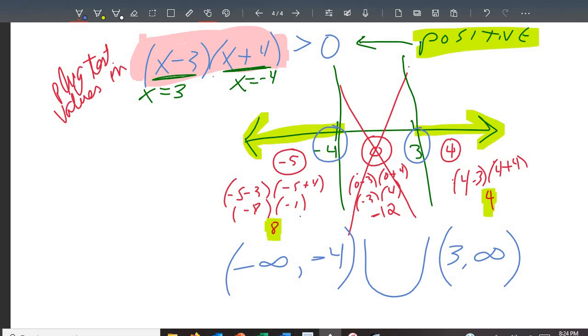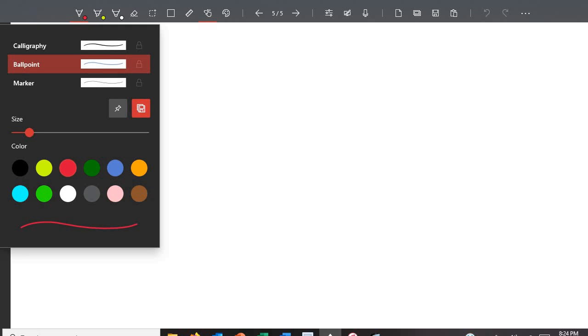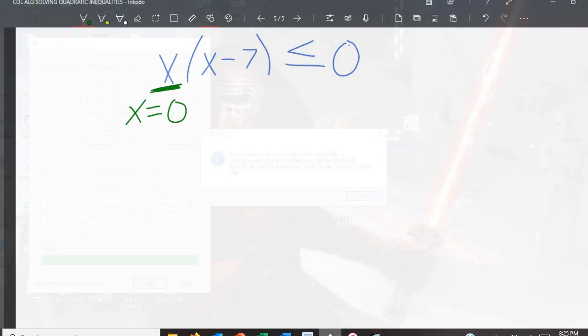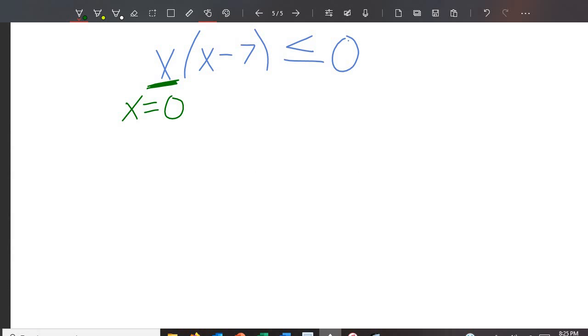All right, I'm going to do another one before we have to factor. Let's say I had x times x minus 7 less than or equal to 0. Now this goes back a little ways. Because there's an x in front of the parentheses, one of my answers is always 0. This goes back to chapter 1.